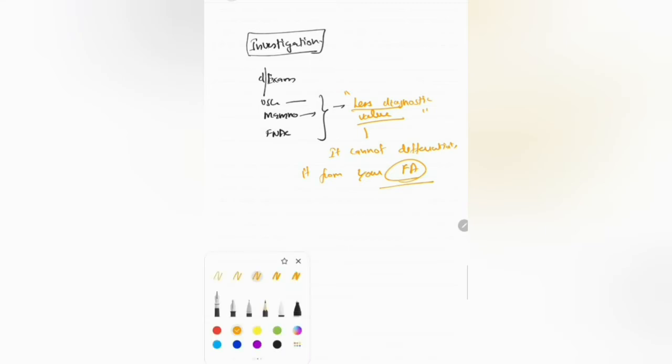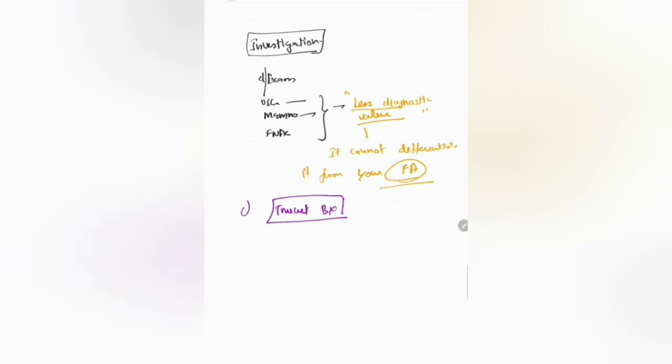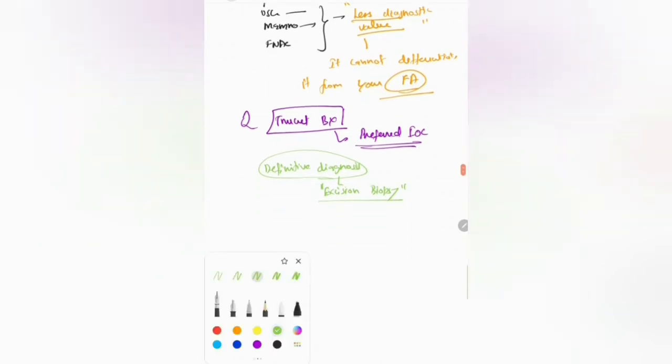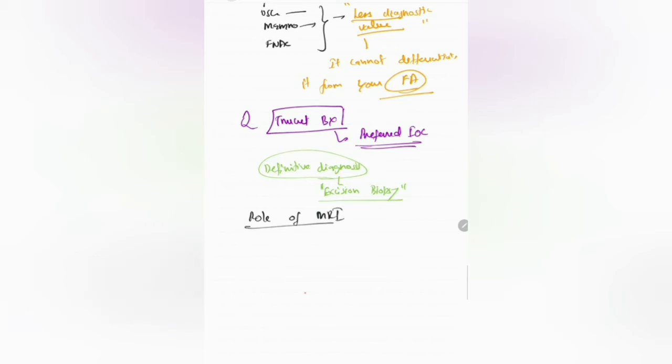So your true cut biopsy would be your preferred investigation of choice, although your definitive diagnosis is based upon excision biopsy. Also here in the investigation, I want to tell briefly about your role of MRI. MRI can pick up to 70% of your phylloides.